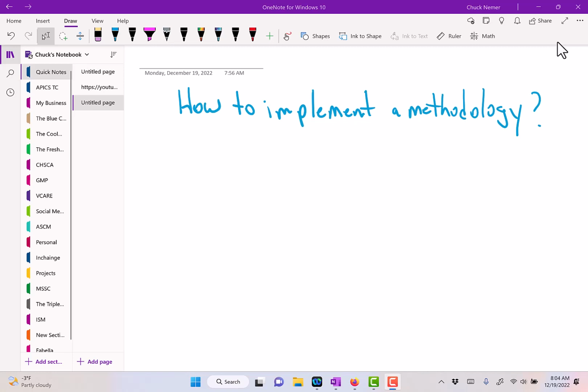Hi, everyone. I got a request from a colleague of mine when we were talking about things that we struggle with or wanting to help others on. The question he asked, and he gets it a lot of times, was: how do you go about implementing a methodology? And that could be any kind of methodology.